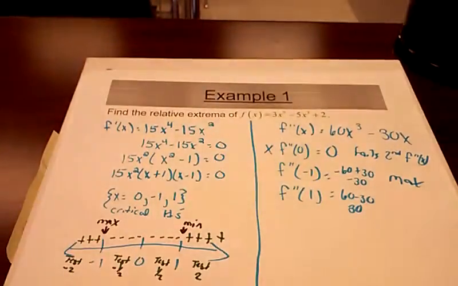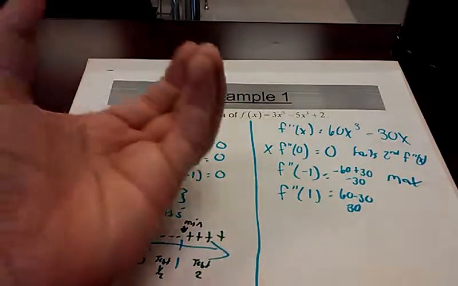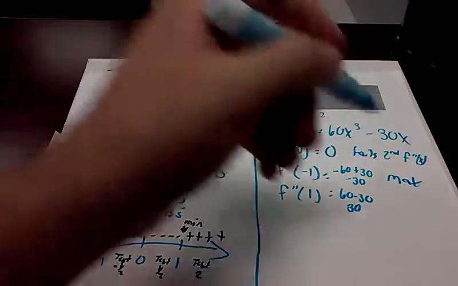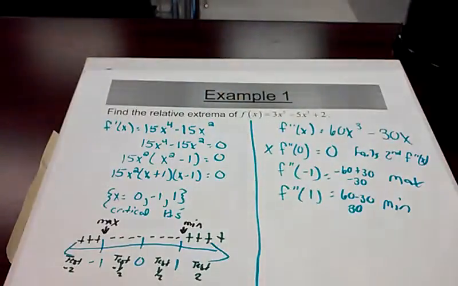Now, if we plug in +1 into here, we're going to get 60 minus 30, so that's a positive 30. The second derivative, if it's positive, tells me it's concave up. Concave up has a minimum value, so then there has to be a min here at 1.